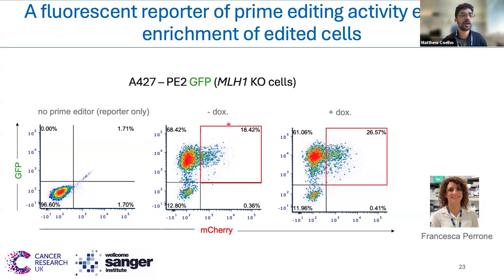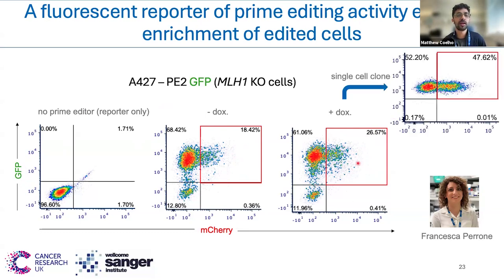So without dox, we can see some leakiness, but we get some low level of editing. And then when you induce more expression of prime editor with doxycycline, you get about 25% editing. And we've now been able to single cell clone really high editing cancer cells to up to about 50% prime editing, which is no mean feat actually, because people are reporting lower efficiencies by and large. So we think this is a good co-enrichment strategy to help you with your prime editing screens as well.